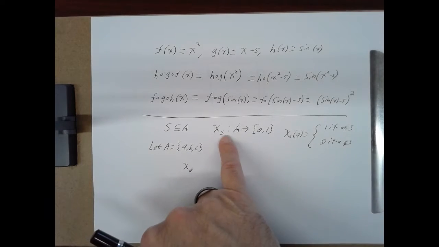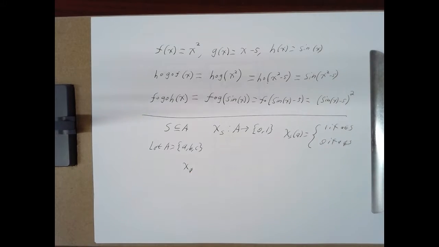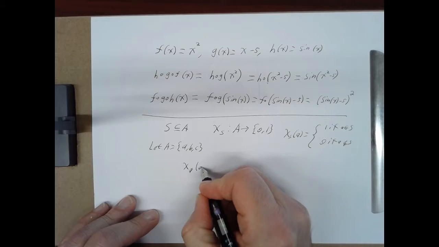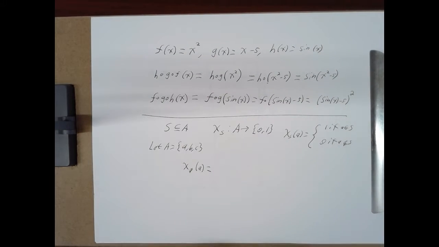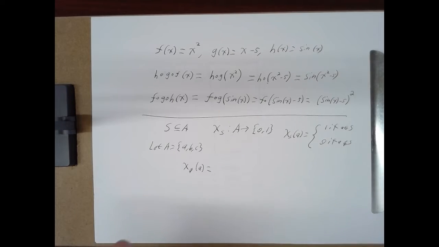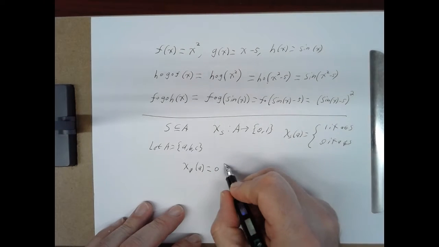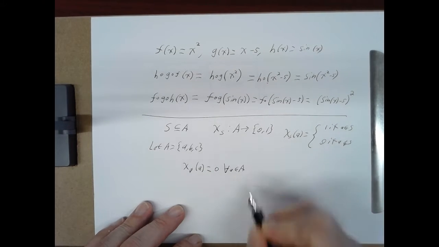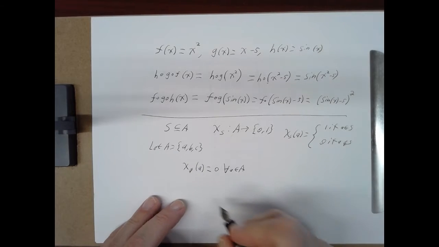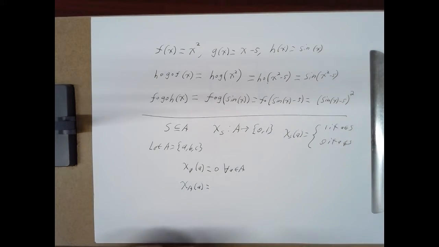So chi of S says whether an element is a member of S. So chi of the empty set of a is going to be 1 if a belongs to the empty set and 0 if a does not belong to the empty set. Doesn't matter what a you pick, it's not a member of the empty set, so this is always 0, for all a in A. And then chi sub A is going to be 1 if a belongs to the set A and 0 if a does not belong to the set A.